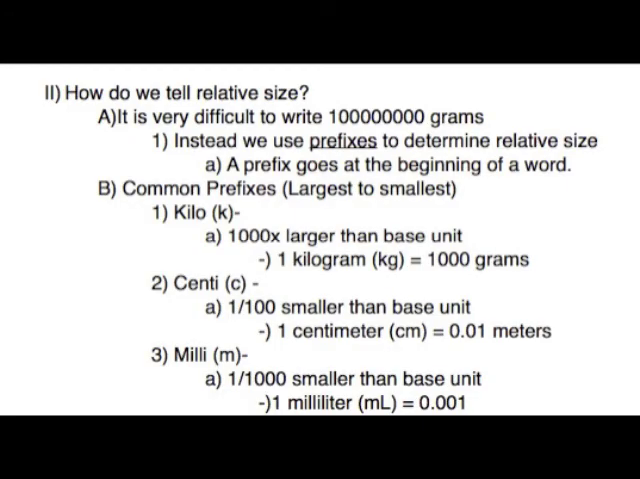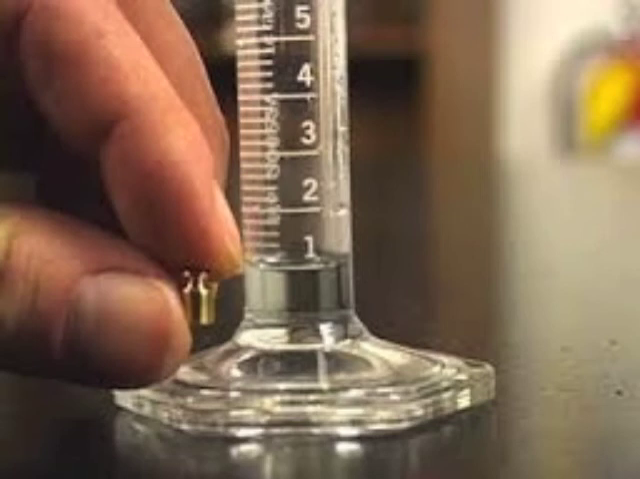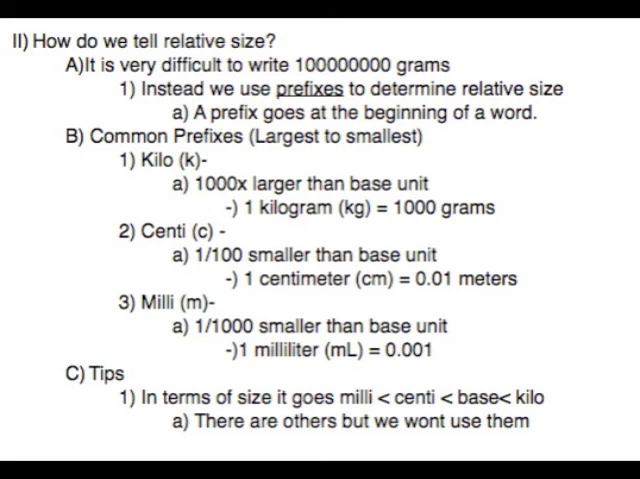Milli, 1/1000th smaller than the base unit. 1 milliliter equals 0.001 of a liter. When using a graduated cylinder, the numbers on the side represent milliliters, which is an effective term for measuring volume. Tips. In terms of size, it goes milli, centi, to the base unit, and then kilo. There are other terms that can be used, but we will not use them in this class.